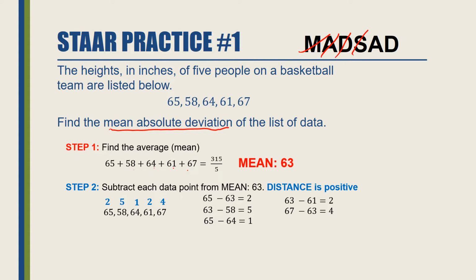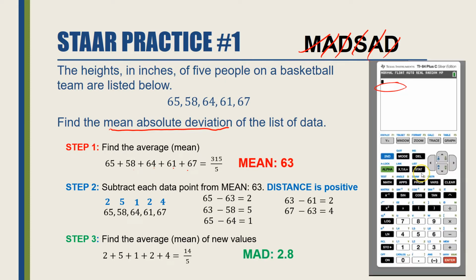So I'll subtract. Last two steps will be to add and divide. We got to add and divide our new values. So we're going to add 2 plus 5 plus 1 plus 2 plus 4. That should give me a total of 14. Add them, divide by 5 numbers. My mean absolute deviation is going to be 2.8.